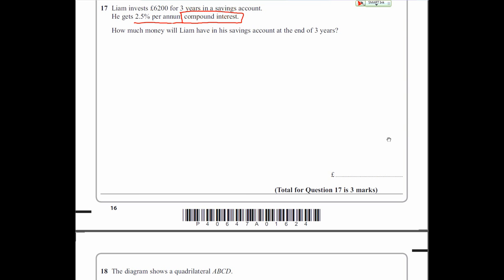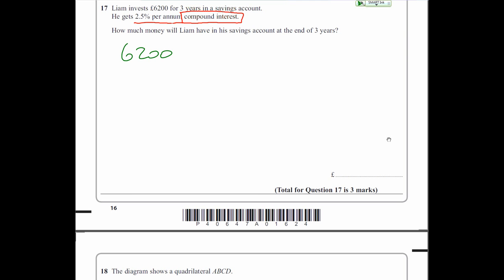Okay? What it means is you get interest on top of your interest. So the amount that you have in the bank keeps on building up and building up. Okay? I'm first going to show you what people do as a mistake. They go, right, 6,200. I'm going to get 2.5% interest.